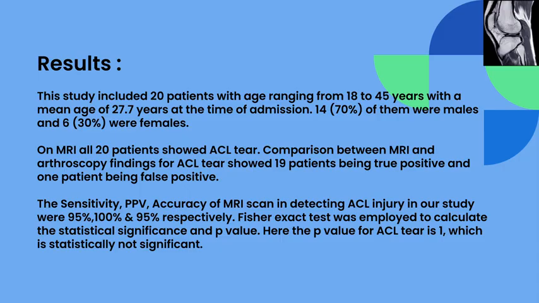In our study for detecting anterior cruciate ligament injury, the sensitivity was 95%, positive predictive value was 100%, and accuracy of MRI was 95%. The Fisher's exact test was employed to calculate the statistical significance and p-value. Here the p-value for ACL tear is 1, which is statistically not significant.